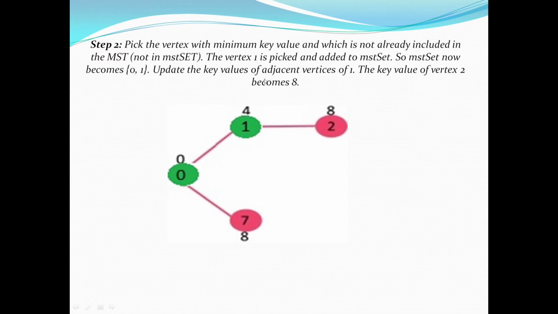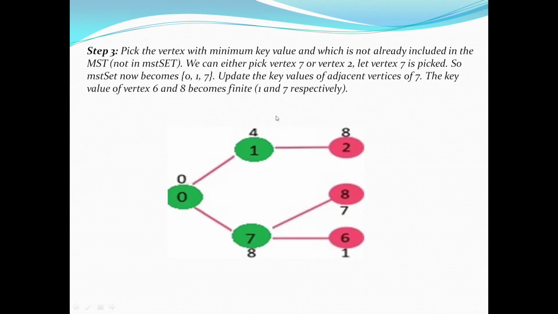Update the key values of adjacent vertices of 1. The key value of vertex 2 now becomes 8. So here we can see 1 and 0 inside the set. Next, step 3. Pick the vertex with the minimum key value which is not already included in the MST. We can pick either vertex 7 or vertex 2. Let vertex 7 be picked, so the MST set now becomes 0, 1, 7.